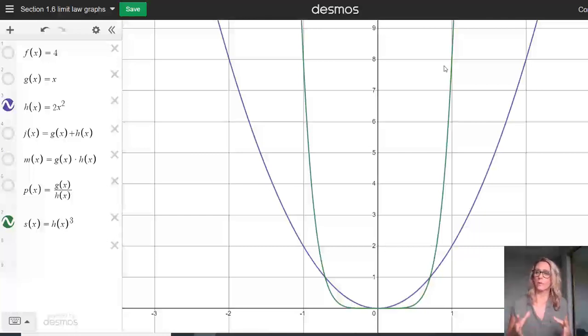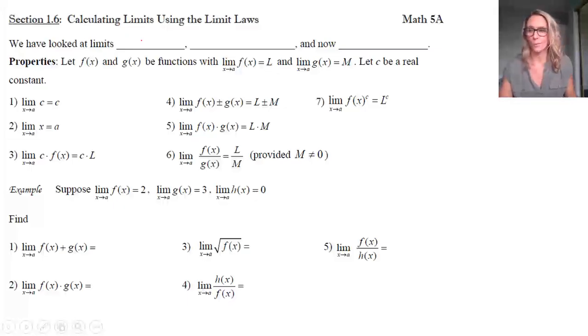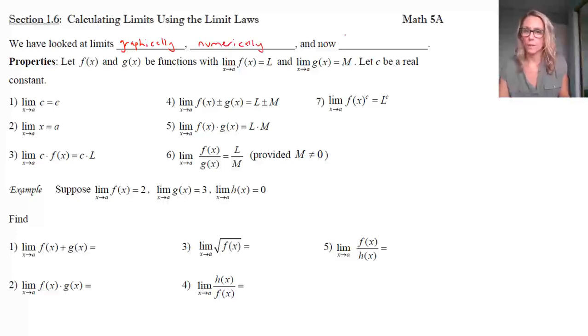So those are examples of all the properties, and now we're going to use them in a capacity where we're writing some stuff down. The guided notes for section 1.6, calculating limits using the limit laws. So far we've looked at limits graphically. How else? You might remember we were doing numerically. And now we are going to be able to do algebraically. And that's because now we're going to do a lot more with some algebra skills that we have.